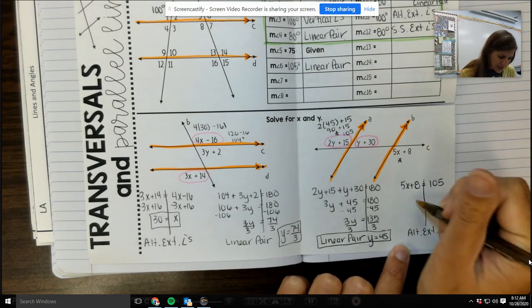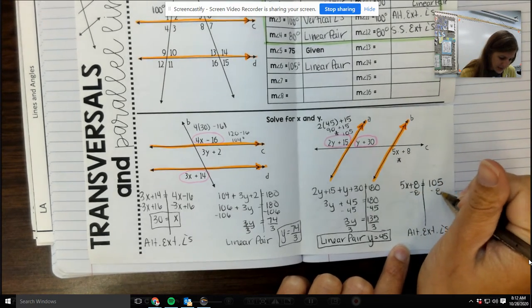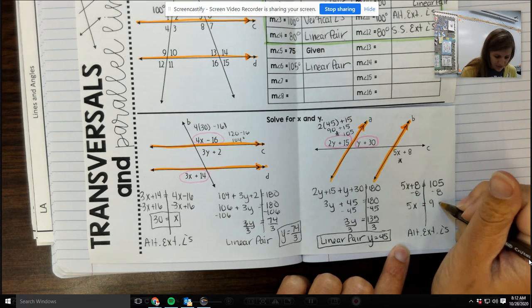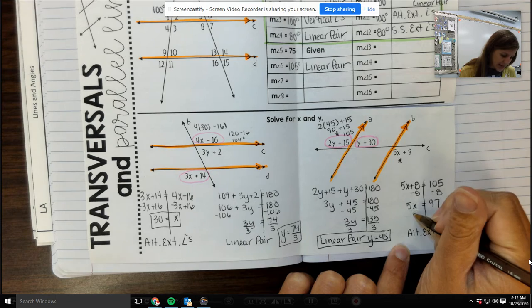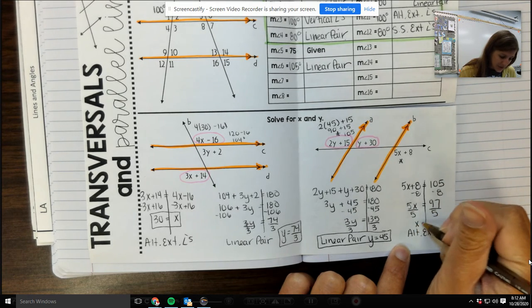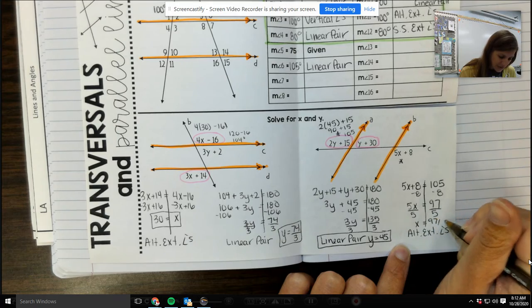And again, we could do that because those were alternate exterior angles. And so then if I want to solve, I would subtract 8. And so 5x will be 97. Oh, oof. And then divide by 5, which is not going to go evenly. So it's not going to reduce. I'm just going to leave it as 97 over 5.